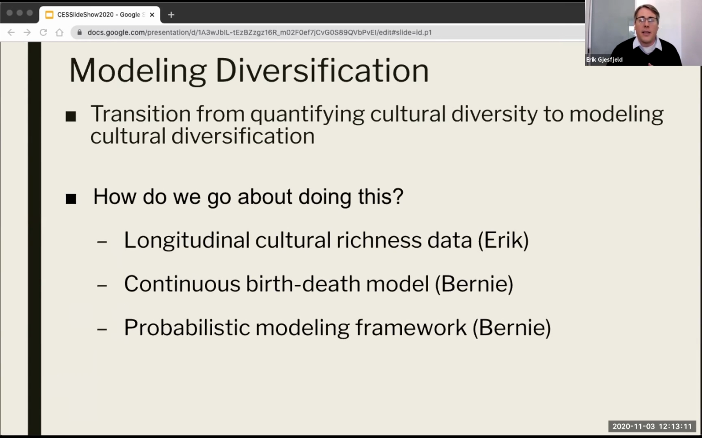We look at the type of data that we might need in order to have a more dynamic modeling process, as well as the methodological considerations that we need, looking at something like instituting a continuous birth-death model or the Bayesian modeling framework that we talk about here. And so this is really what we're going to try to emphasize. I'll talk a little bit about cultural richness data, longitudinal cultural richness data, and what we mean by that. And then Bernie, I think later on, will talk more about the modeling framework that we use.